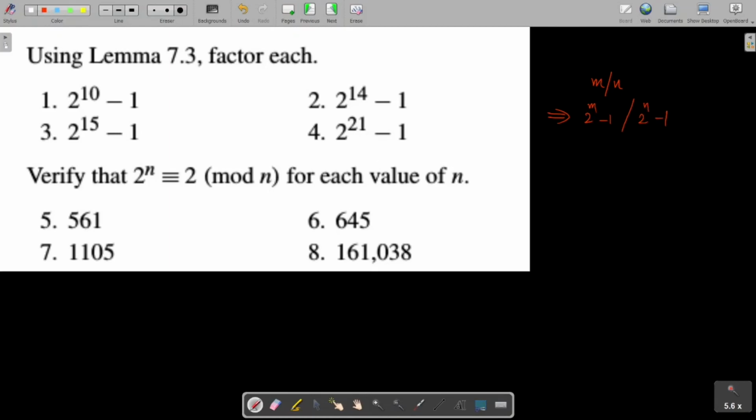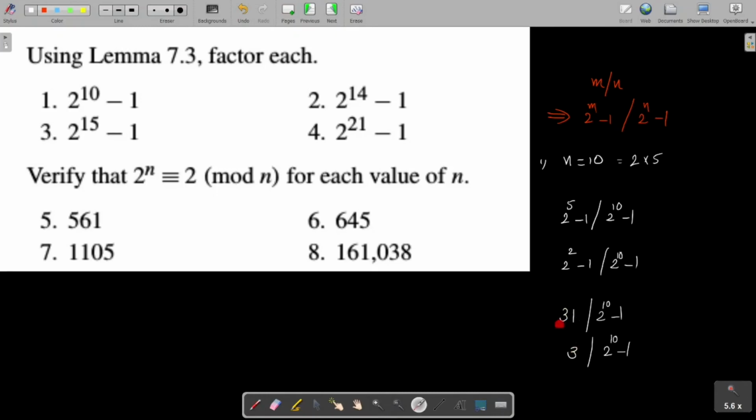Here we have the expression 2 raised to 10 minus 1, that is n equal to 10 here in the first problem. And 10 can be written as 2 into 5. So we may write 2 raised to 5 minus 1 divides 2 raised to 10 minus 1. And 2 raised to 2 minus 1 divides 2 raised to 10 minus 1. And 2 raised to 5 minus 1 is 32 minus 1, that is 31. So 31 divides 2 raised to 10 minus 1, and 2 square minus 1 is 4 minus 1, that is equal to 3. 3 divides 2 raised to 10 minus 1. Therefore 3 and 31 are two factors of 2 raised to 10 minus 1.